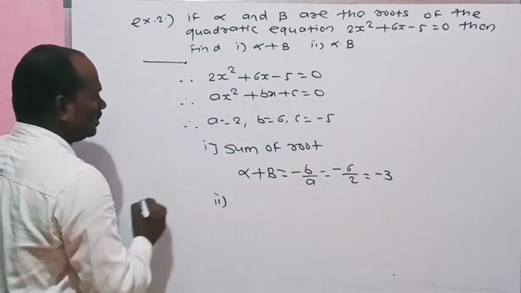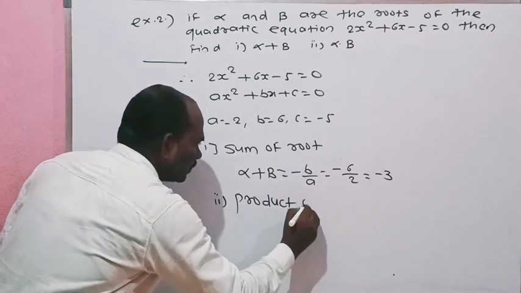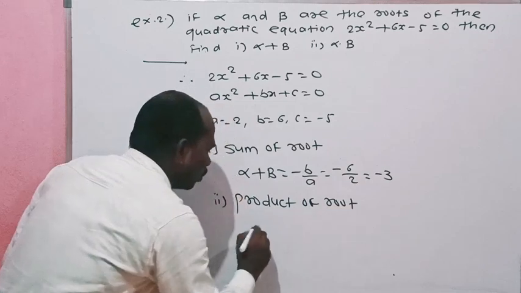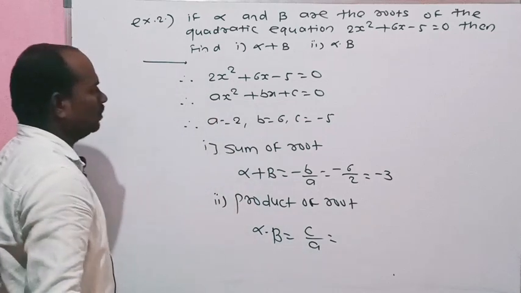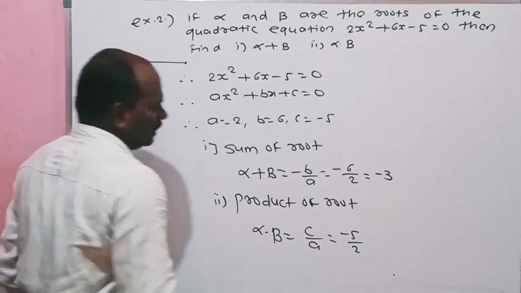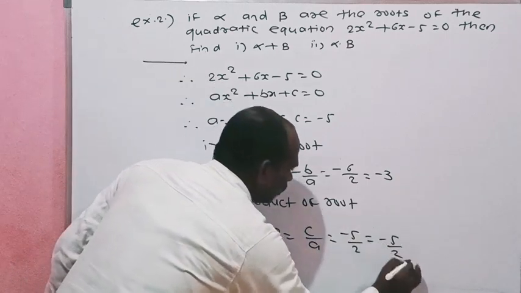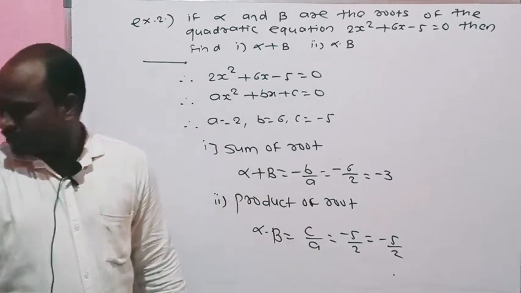Now second, the product of roots, alpha dot beta equal to c by a. Now the value of c is minus 5 and a is 2. The answer will be minus 5 by 2. Now this is the sum of roots and product of roots.